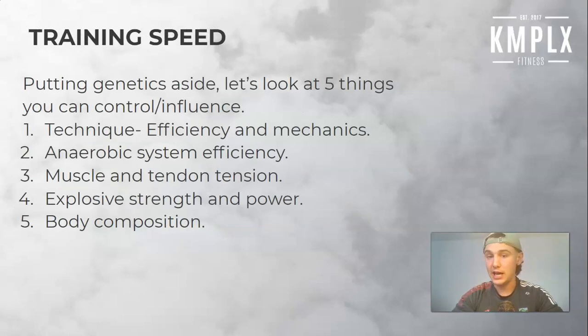So training speed. Putting genetics aside, obviously, if you're type 2 dominant, that's going to play a huge role. Your genetics play a massive role, but I'm going to look at 5 things that you can control or at least influence. So your technique, efficiency in mechanics, the way you run.